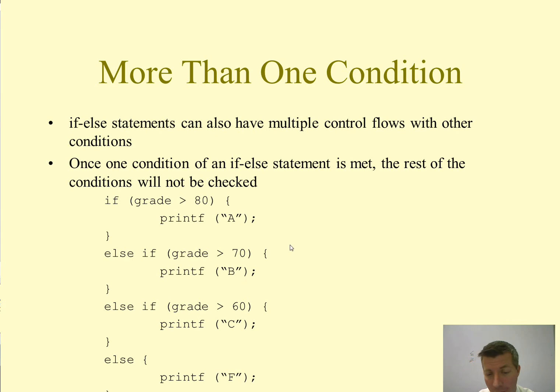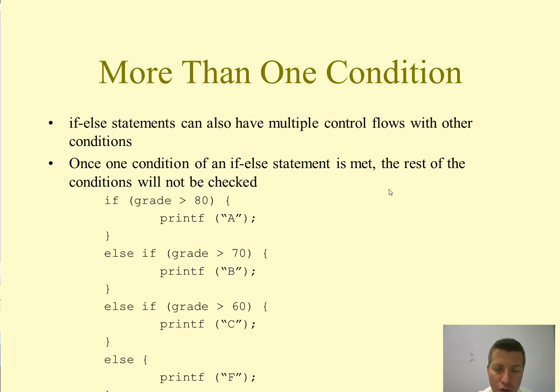Now, what's really important to note here is that if the grade is greater than 80, it prints out A, but then it's going to skip all of the rest. The reason it skips them, those are all else statements, and I'm going to skip over else statements if my condition evaluated true.